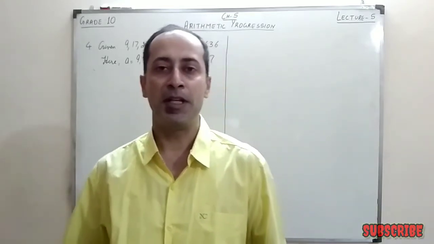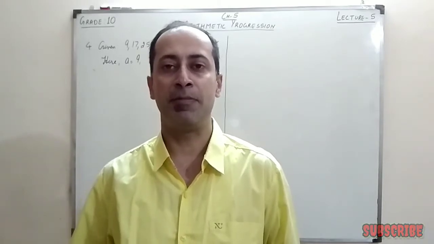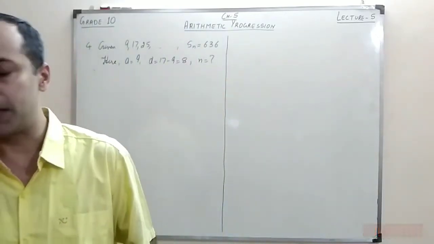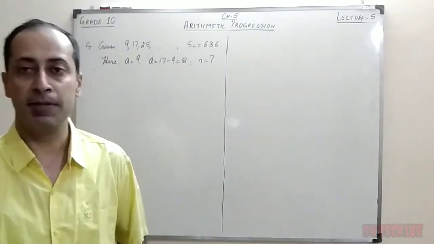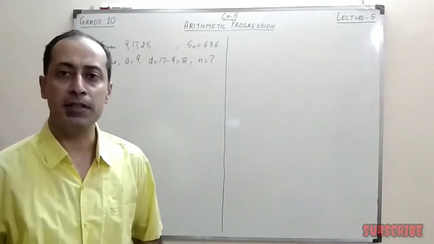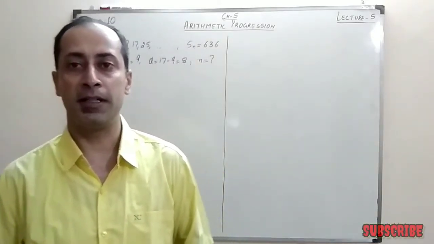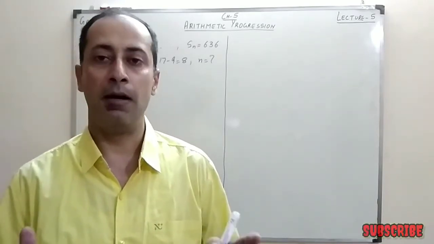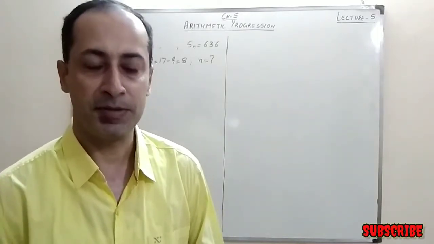Today we are going to discuss some of the other questions of exercise 5.3 for the grade 10 NCERT book. So without wasting time, let's start with the fourth question. We are given one AP: 9, 17, 25, and the sum of the terms of the AP is 636. We have to calculate how many terms will add up to give us 636. It means I have to find the number of terms.